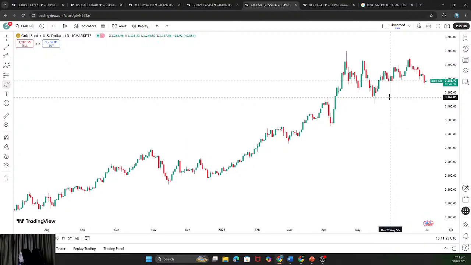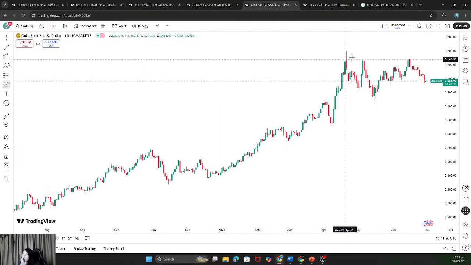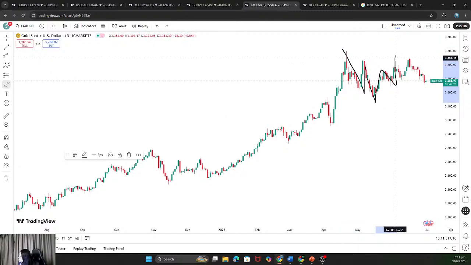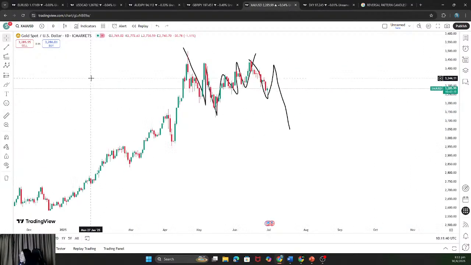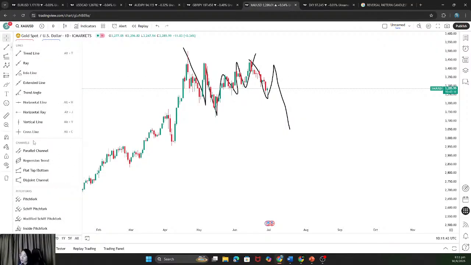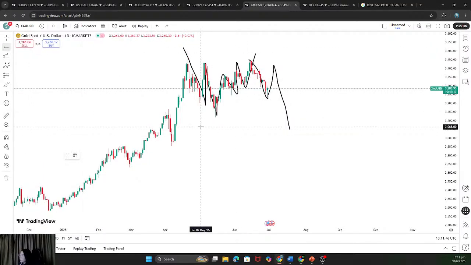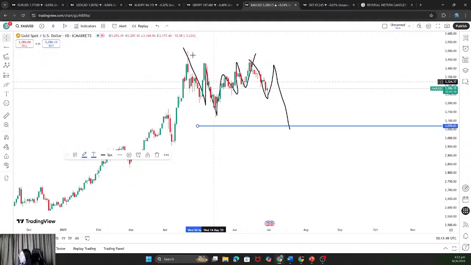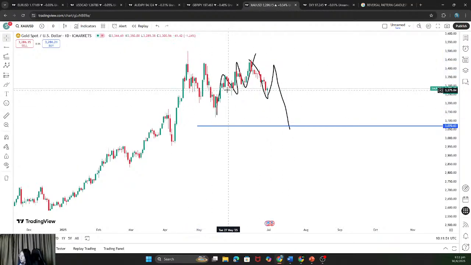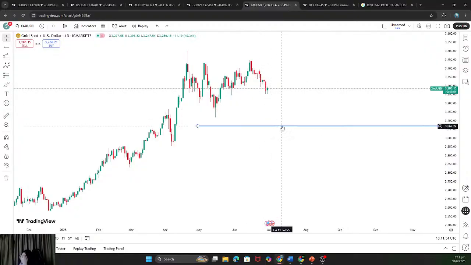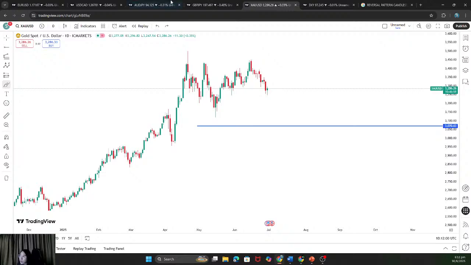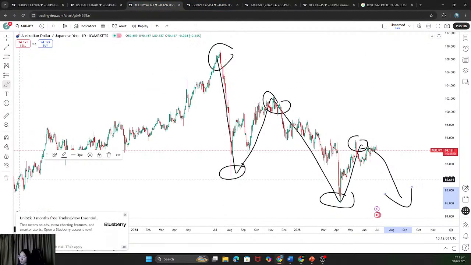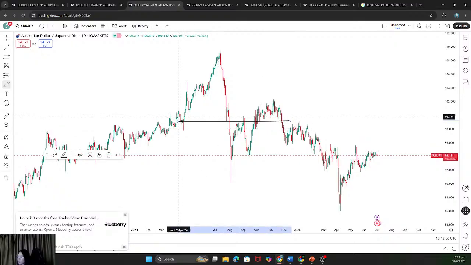Okay, gold. Again, we're waiting for the pullback for gold. So 1, 2, 3, 1, 2, 3, 4, 5, and then 1, maybe 2, and then 3. I think the entry for gold is somewhere around here. So gold, I think it's a buy, just not yet. We have to sit gold out because we need to wait. Right now it's going sideways, and I do not play sideways markets because it is a dangerous market to play.